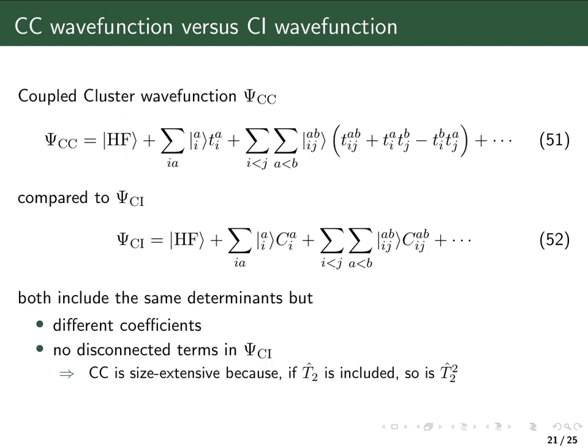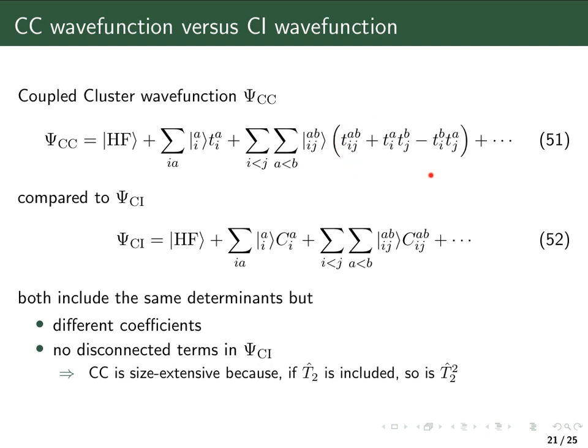So I get Hartree-Fock, I get a sum over all singly excited determinants multiplied with the amplitudes, a sum over all doubly excited determinants multiplied with the connected amplitudes, and here the disconnected amplitudes. Now our CI wave function looks like this. Again, I have Hartree-Fock plus singly excited determinants multiplied with the CI coefficient plus doubly excited determinants and so forth. And you can clearly see that I have absolutely the same determinants included in both the coupled cluster and the CI wave function. The difference is in the amplitudes.